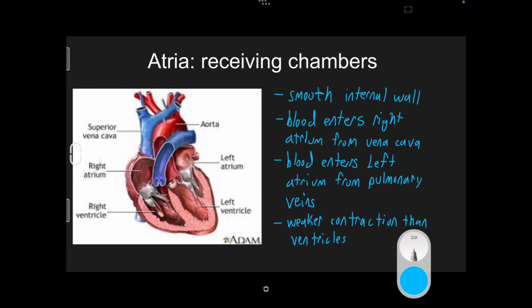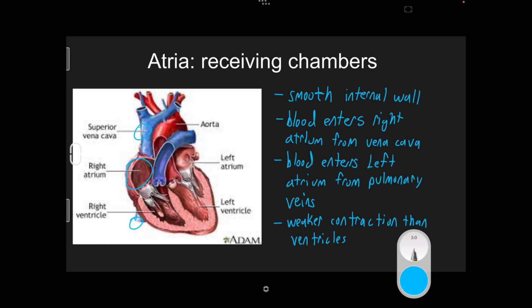Alright, so now I'm just going to go a little bit more specifically into the atria, which are the receiving chambers, in that they receive blood. So, in both atria, they have a mostly smooth internal wall, and in the right atrium, blood enters from the vena cava, and in the left atrium, blood enters from the pulmonary veins, which come from the lungs.